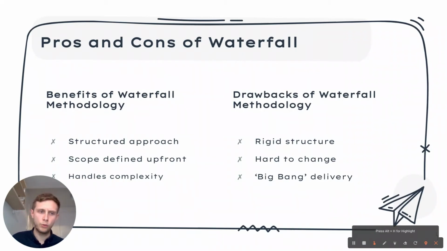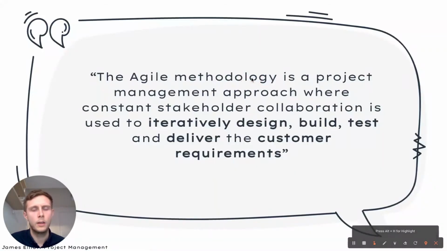Keep in mind some of those drawbacks, and we'll now move on to take a little bit of a look at Agile. So we'll start again with the definition. The Agile methodology is a project management approach where constant stakeholder collaboration is used to iteratively design, build, test, and deliver the customer requirements. On this screen, I really want you to focus in on the word iteratively.